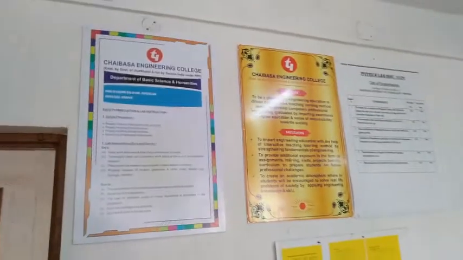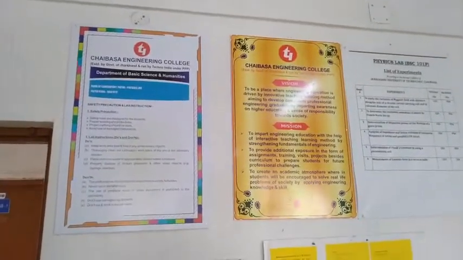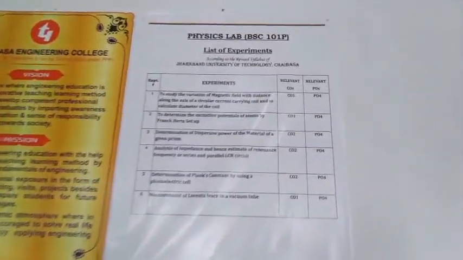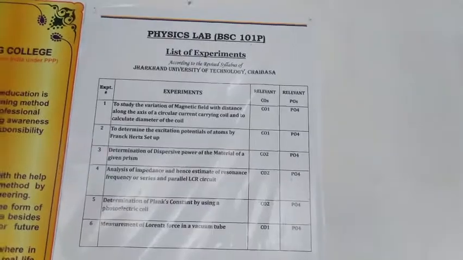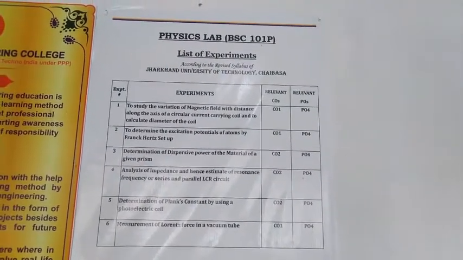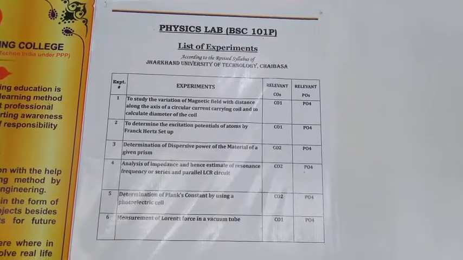This is our physics laboratory. Here, the safety rules and don'ts for the physics laboratory are given. These are the list of experiments performed by our first semester students. We are carrying out 6 experiments, and all these experiments are kept here or in another laboratory, according to this list of experiments.